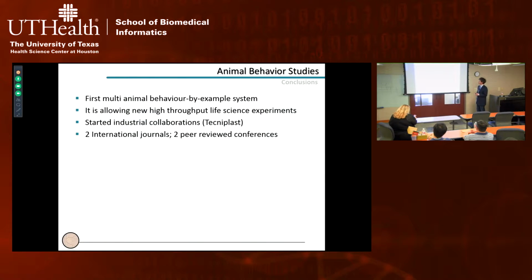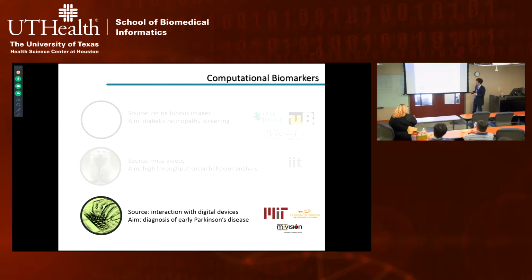So, some conclusions. We were the first multi-animal behavior by example system. It's allowing new high-throughput life science experiments. We started an industrial collaboration with Techniplus, which produces cages. We got 2 international journal papers and 2 peer-reviewed conference papers. By the way, this is the work that I did at the Italian Institute of Technology during my postdoc. Now I'll move on to the work that I've been doing at MIT for the past almost 3 years.